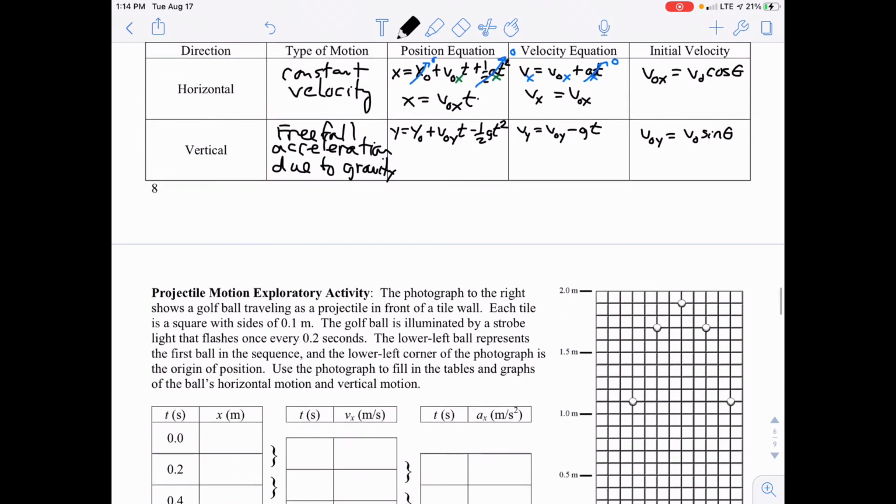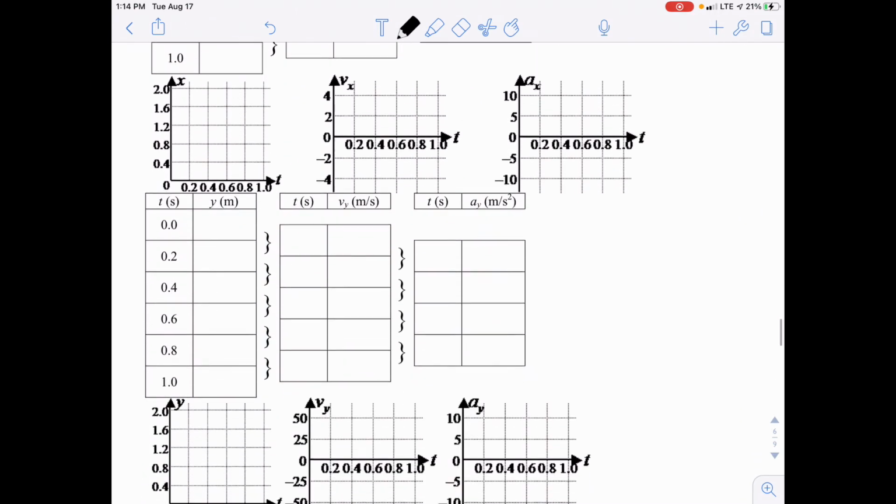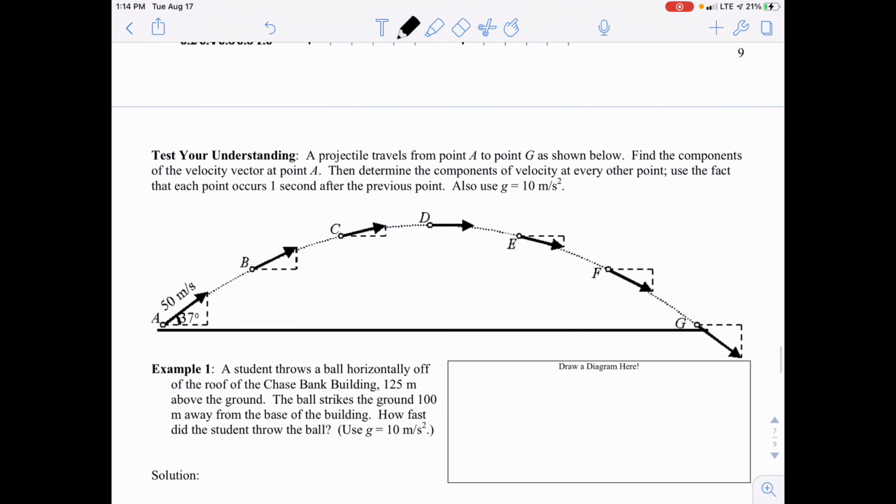Now, this projectile exploratory activity we will do in class. Let's take a look at one final thing, and that is this test your understanding here.